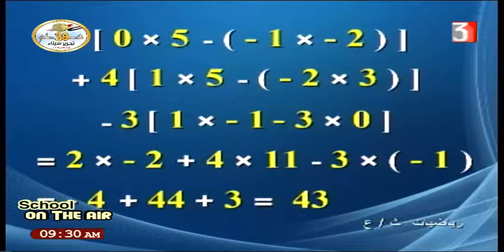If we use the first row, the value does not change. The first column, it does not change. By any method, the value of the determinant must equal 43.